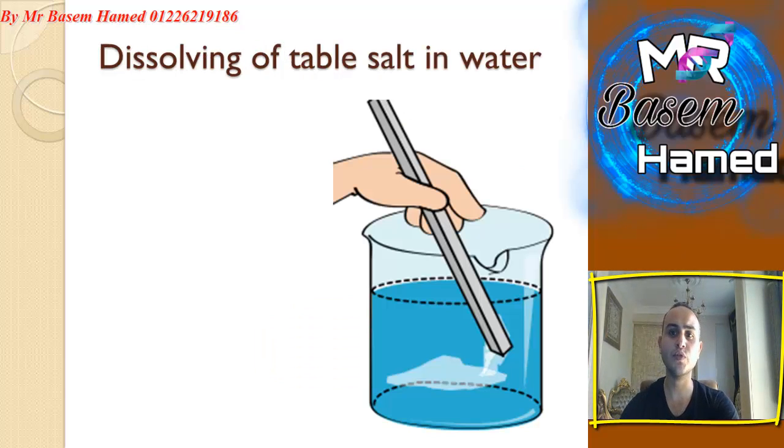Dissolving of table salt in water. The salt is a solid, and when we dissolve it in the water, its shape changes and disappears inside the water, but its taste is still as it is. It's still salty. So the change happened to its shape only, but the structure did not change.